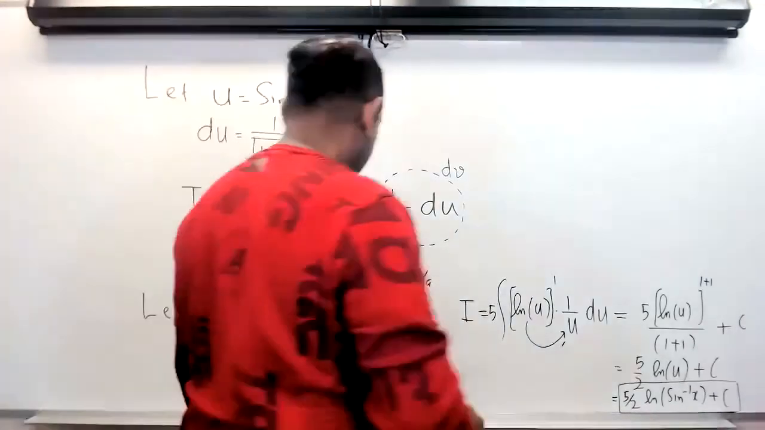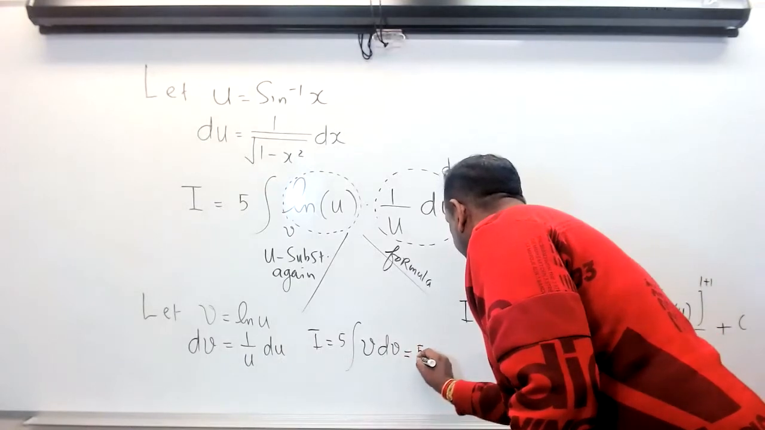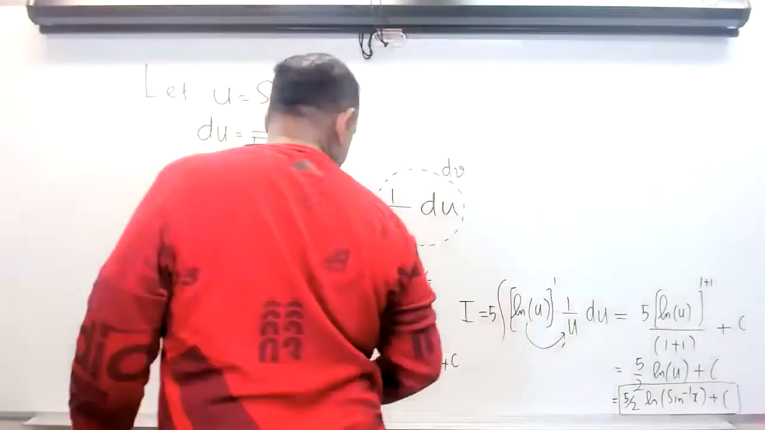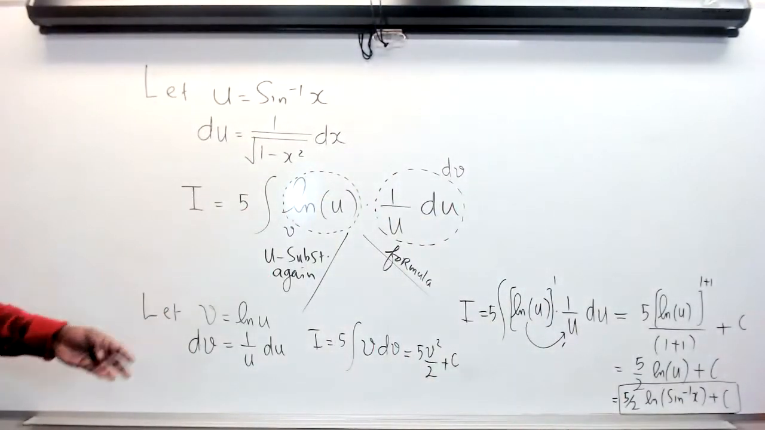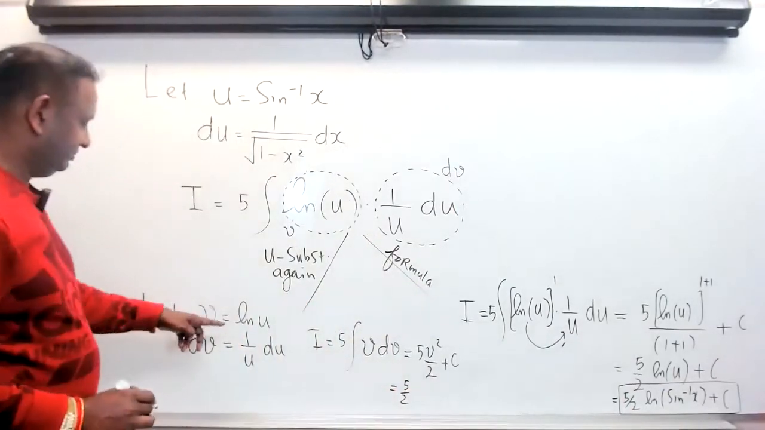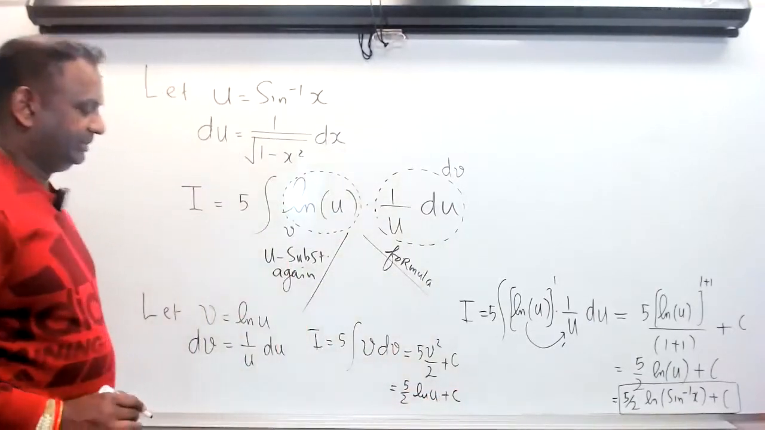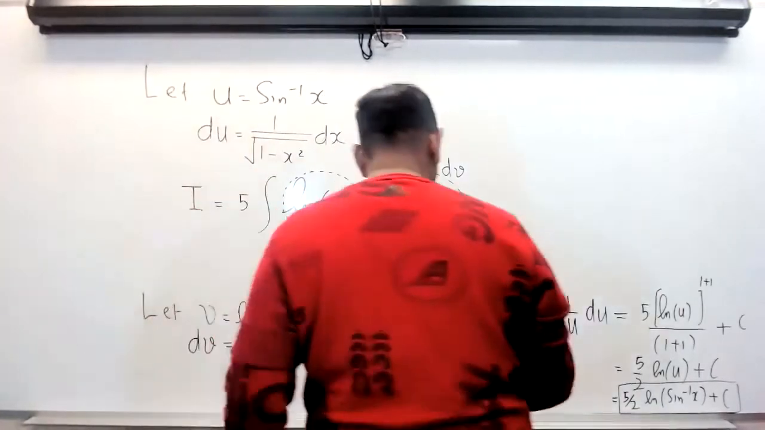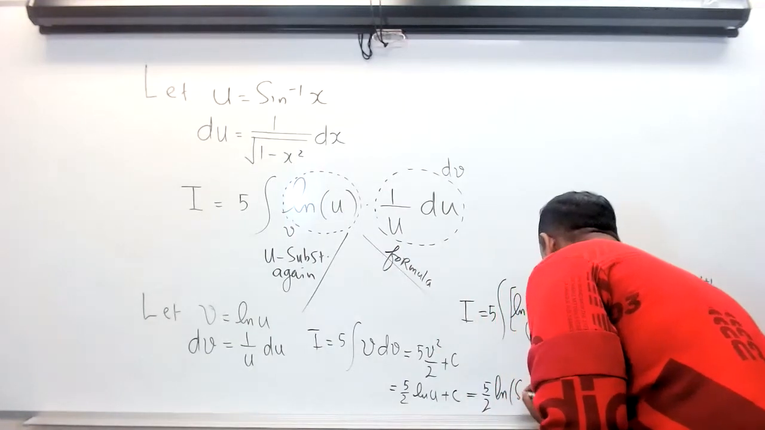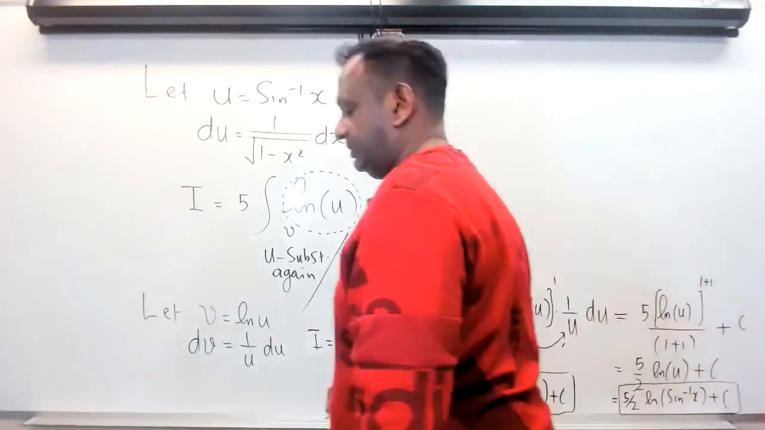Then you can see a very basic integral. Then you can easily integrate this: phi v squared over 2 plus c. Then you can replace v. Phi over 2, v is nothing but ln u plus c. Then you replace u. It's nothing but phi over 2 ln sine inverse x plus c. See? You're going to end up with the same answer.